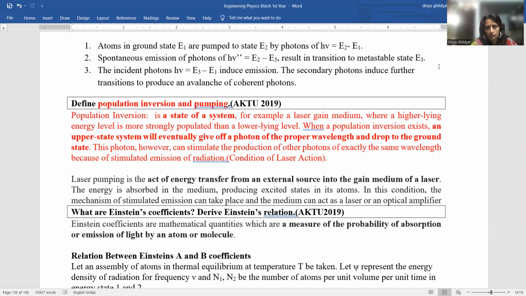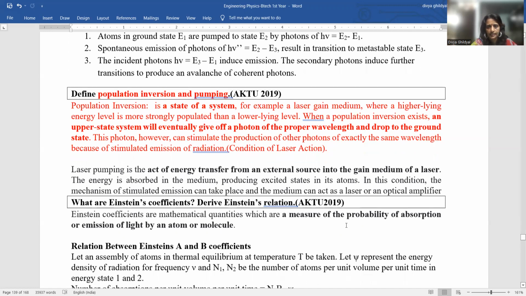So this is a state of a system, for example a laser gain medium, where a higher lying energy level is more strongly populated than a lower lying energy level. When population inversion exists, an upper state system will eventually give off a photon of the proper wavelength and drop down to the ground state. This photon will stimulate the production of other photons of exactly the same wavelength because of stimulated emission of radiation, and we will get laser light.